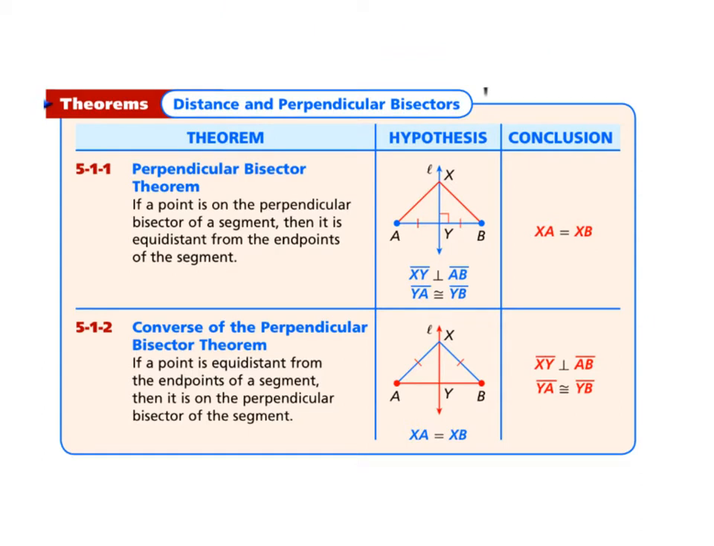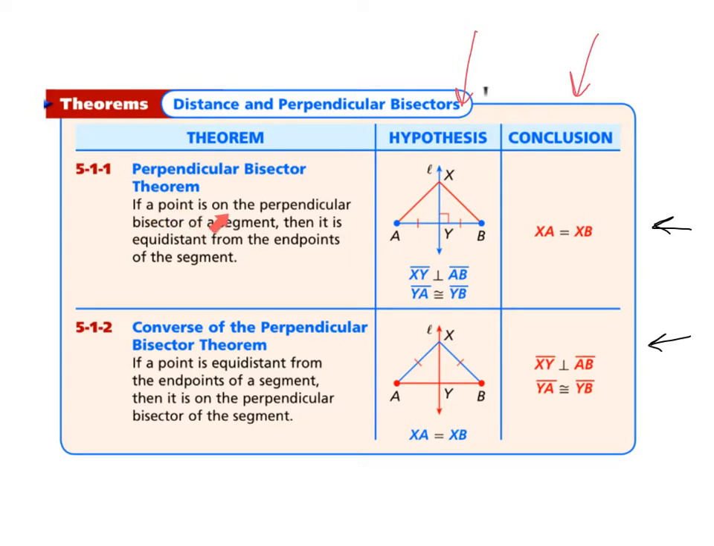All right, we are talking about the distance and perpendicular bisectors. So you've already talked about perpendicular bisectors in the past. Now, one of these is the perpendicular bisector theorem. The other is its converse. Pay close attention to the hypothesis and conclusion. I'm hoping by now, when you look at the hypothesis, that's what you're given in the problem. Your conclusion is what you are proving.